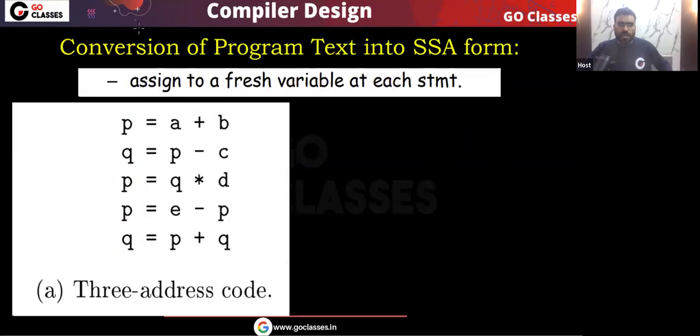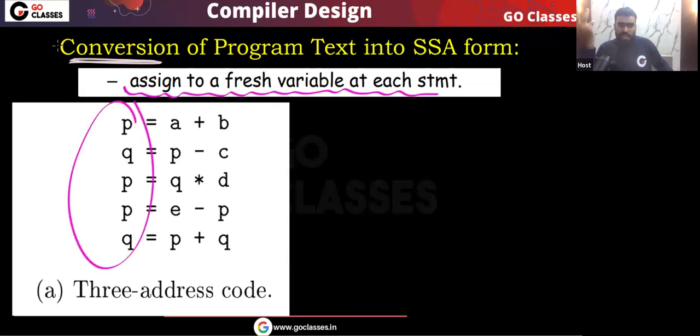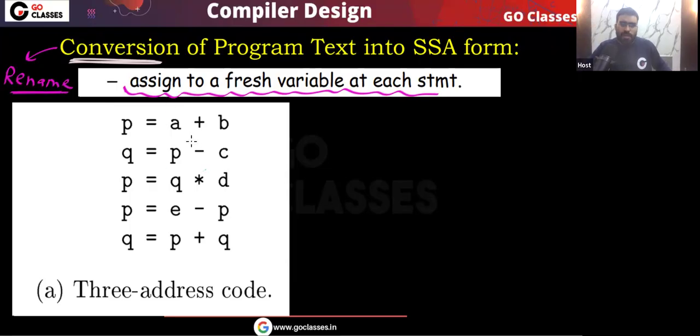So what to do then? Conversion to SSA is very easy. What you need to do is assign to a fresh variable every time. For every assignment, use a new variable. For conversion, all you have to do is use renaming. Just do the assignment in a new variable every time.